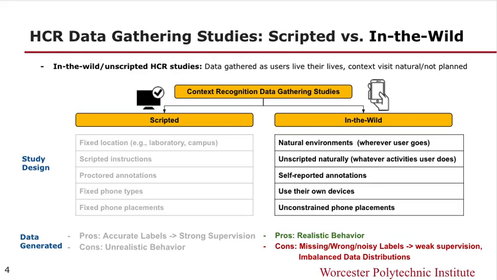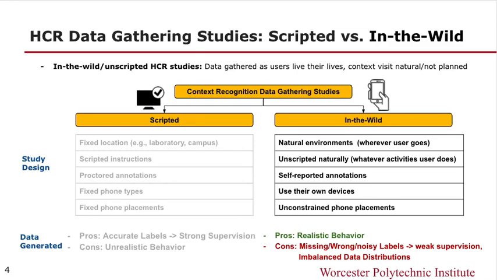On the other hand, we have in the wild studies, which capture realistic behavior as users use their own phones and provide annotations through self-reporting while they live their own daily lives. While in the wild datasets capture realistic behavior, they suffer from missing or wrong labels. Additionally, gathering more human annotated data is so expensive.